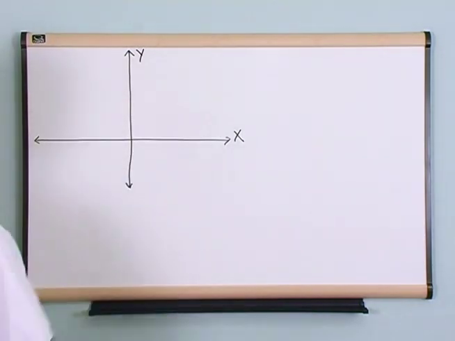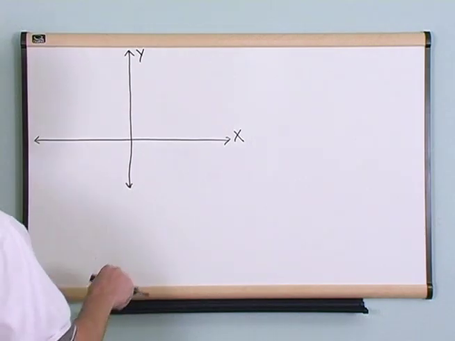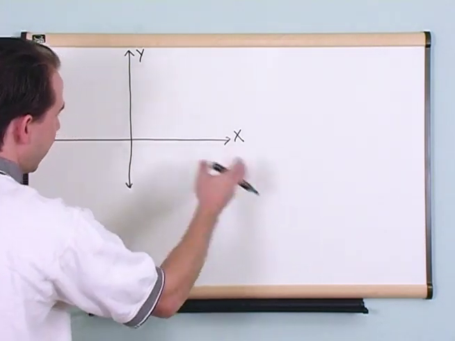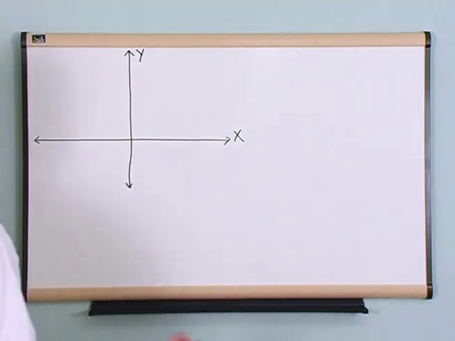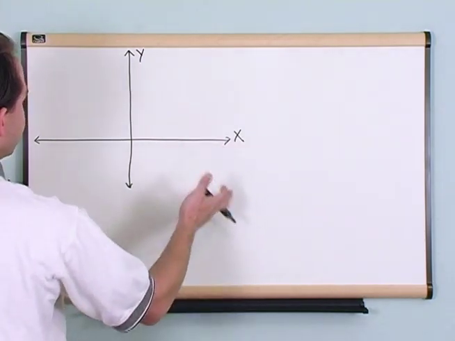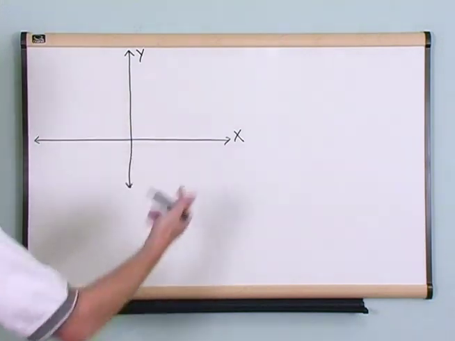I mean, you could label these anything you want. This could be time, this could be distance, this could be pressure of some gas, this could be volume. I mean, they could be anything, but in algebra, you try to keep things general, and so this is x and this is y.